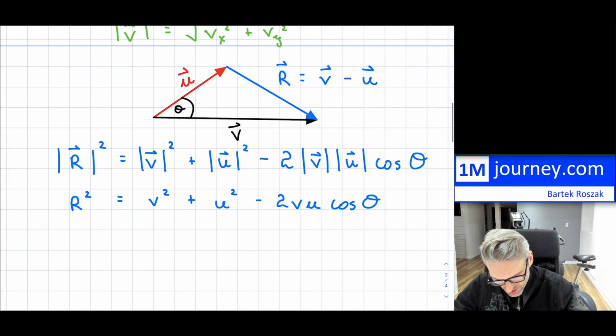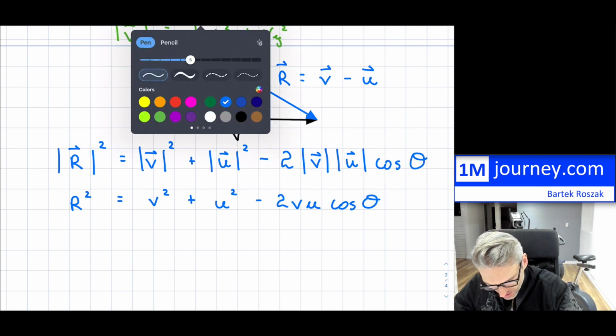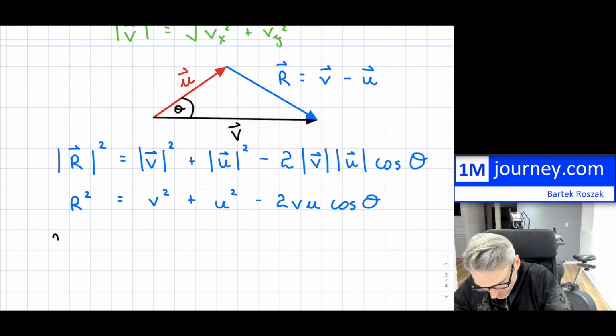Now, rearranging this, I'm going to bring this whole thing over to the other side. So what it's going to give me is the following. I'm going to have 2.